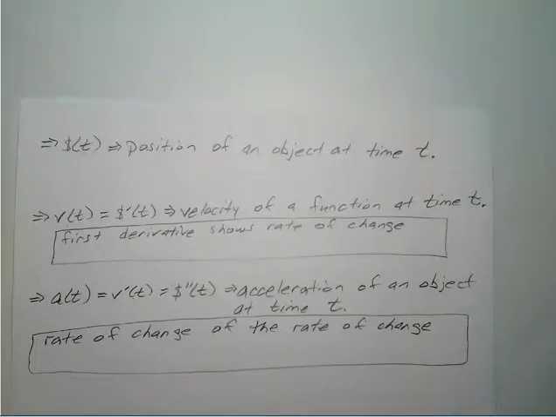How fast is the velocity changing? Is it changing from 5 miles an hour to 10 miles an hour? Then that's your acceleration. If it's going from 10 miles an hour to 5 miles an hour, then your acceleration would be negative. It's going down.